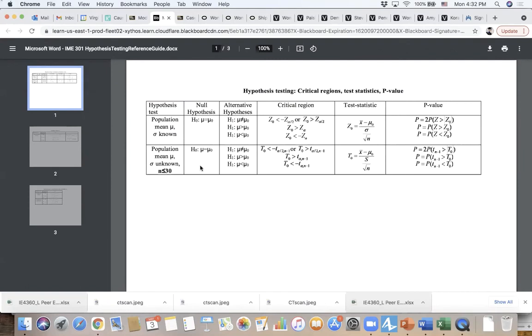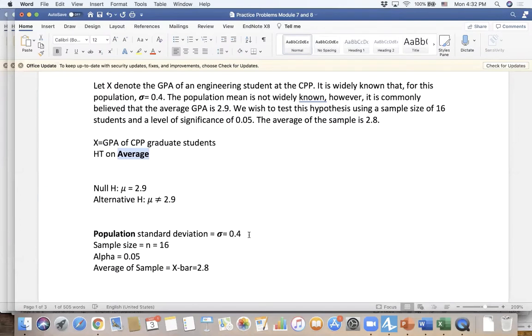First row, because it's a population mean test, and sigma, the standard deviation of the population, is known. I know the value of sigma: 0.4. Here it says it is also widely known that for this population, sigma is 0.4. Even if it doesn't write sigma for you, it says the standard deviation is 0.4. You have to understand from that statement that it's the population standard deviation, that's sigma.